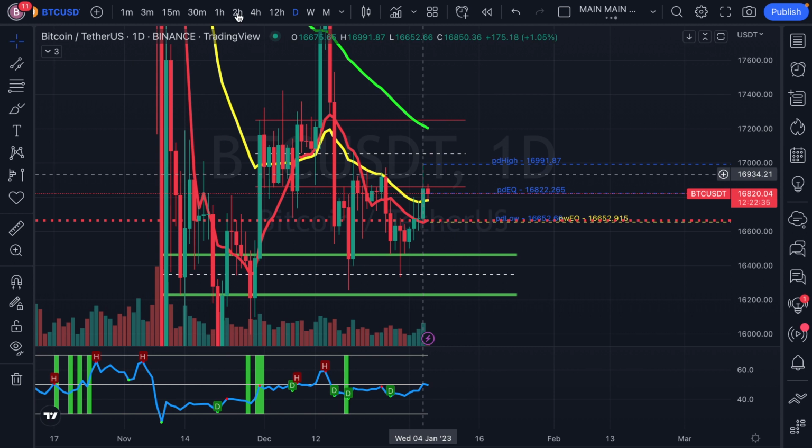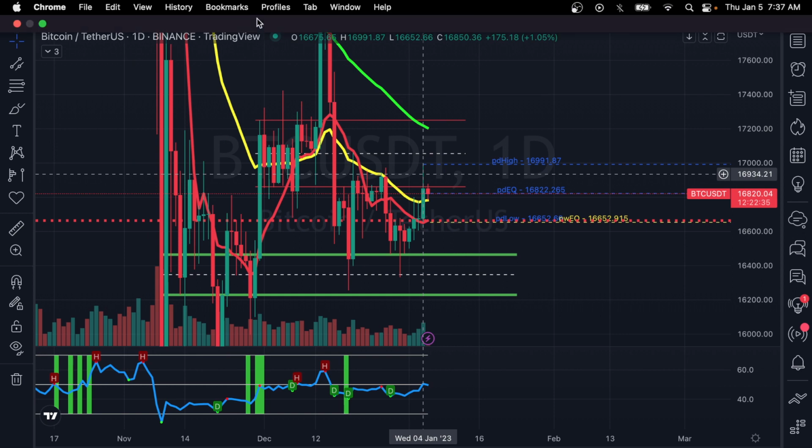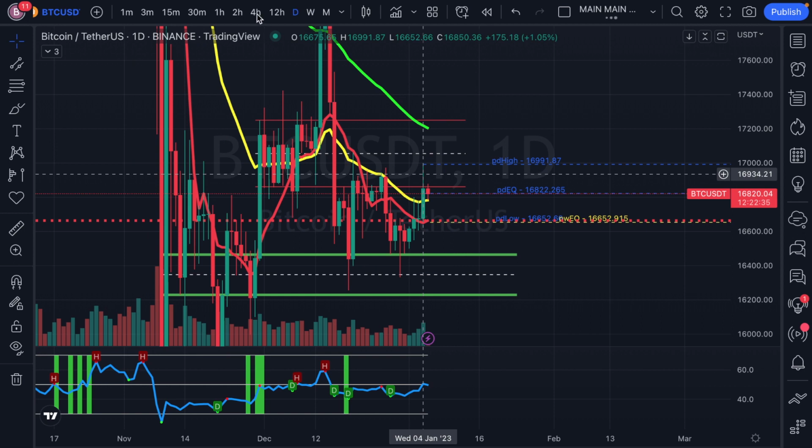After doing this quick analysis, you can go to your lower time frame, and now you can be more precise about your predictions. So 4-hour time frame.